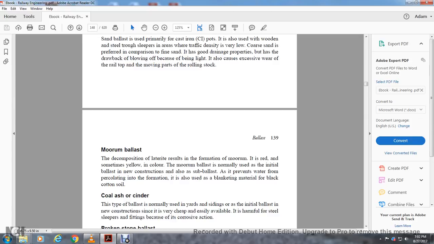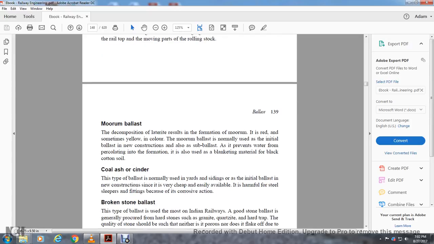Coal ash or cinder. This type of ballast is normally used for yards and sidings, and as initial ballast in new construction. It is very cheap and easily available. It is harmful for steel, as the fittings become subject to corrosive action.